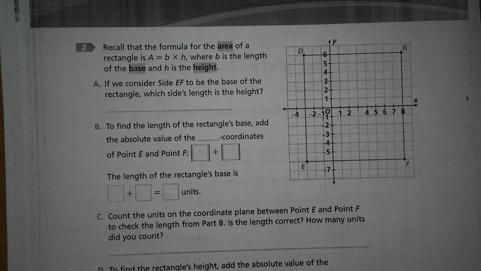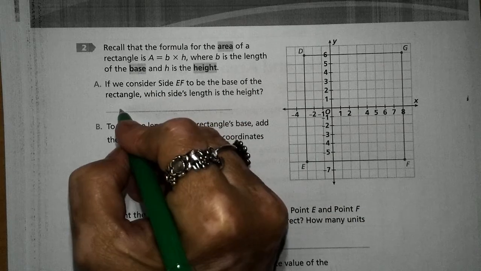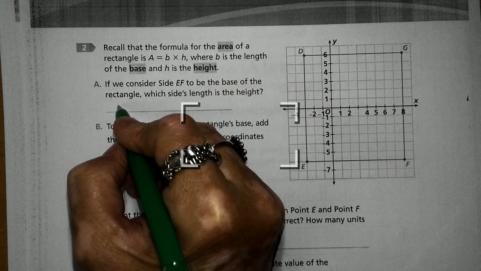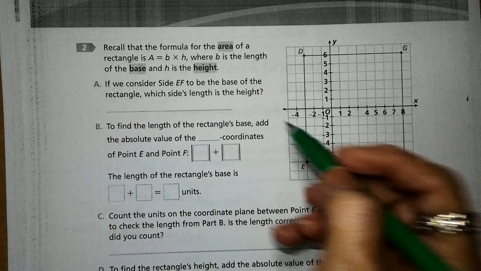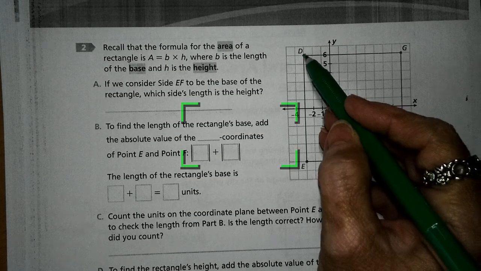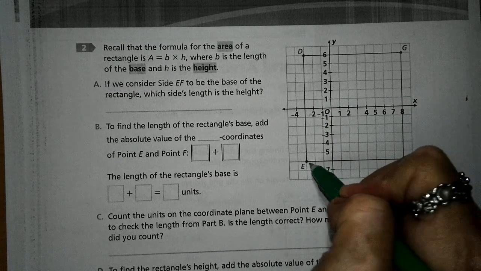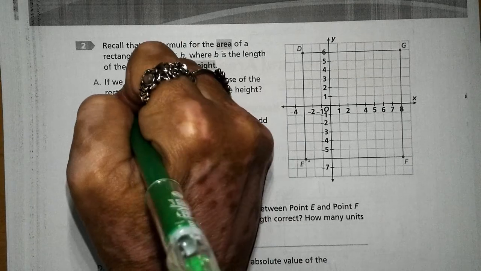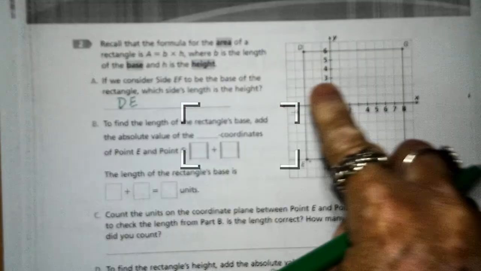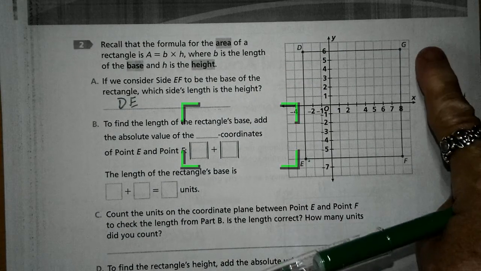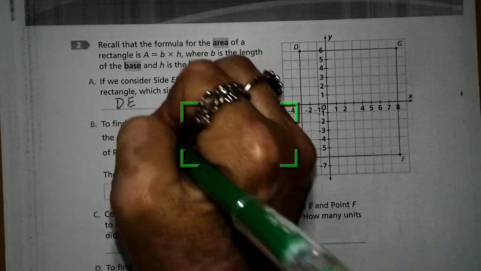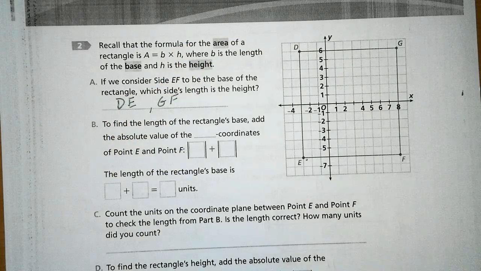So D and G. Say it again. D and G. Right, but remember we have to have two things. So D and E would be one height, right? And G and F would be the other.